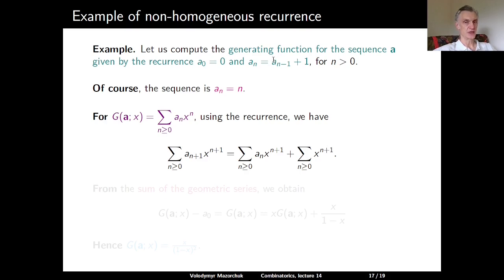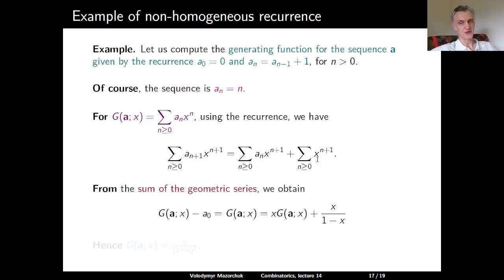The identity sequence. Consider the generating function for our sequence. Directly from the recurrence, we get that the sum over all n of a(n+1) times x to the power n plus 1 is equal to the sum over all n of an times x to the power n plus 1, plus the sum over all n of x to the power n plus 1. Now, if we use the formula for the sum of the geometric series, on the left-hand side we have our generating function minus a0, but a0 was 0, so this is our generating function. The first summand here is x times the generating function, and the second summand is just the geometric series, so it's equal to x divided by 1 minus x.